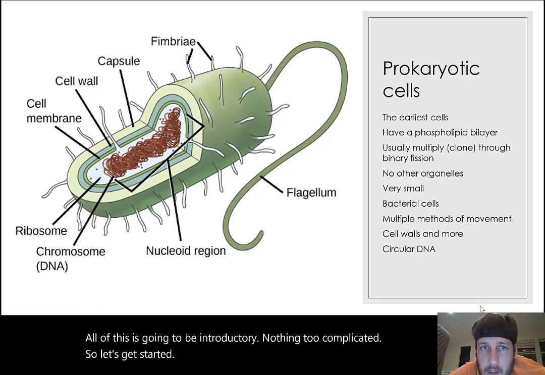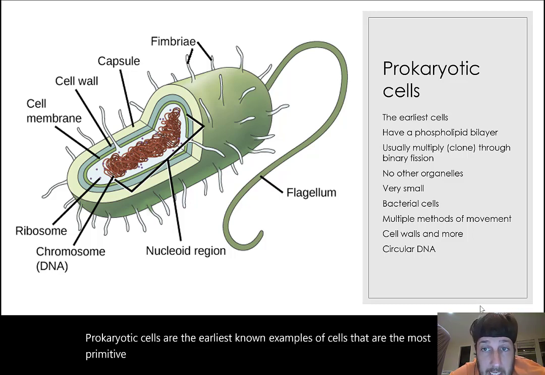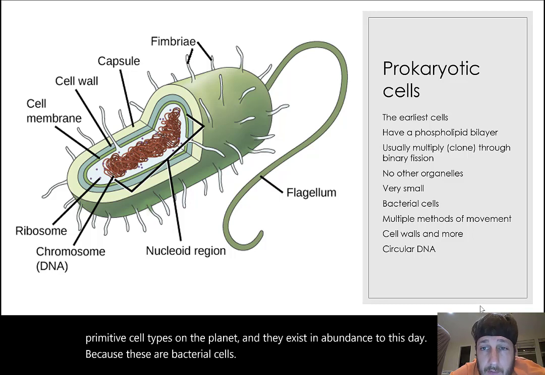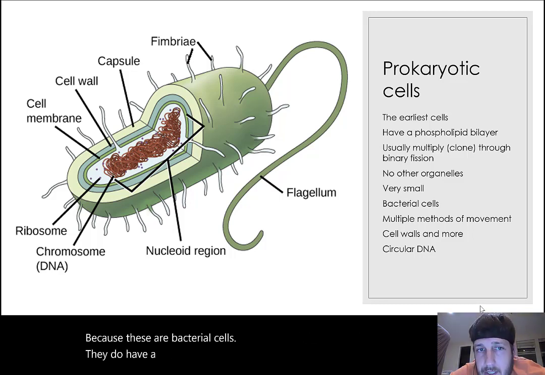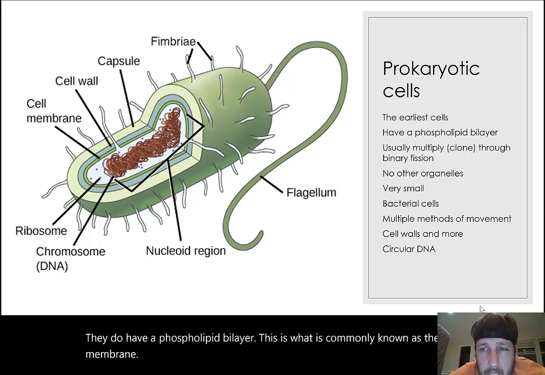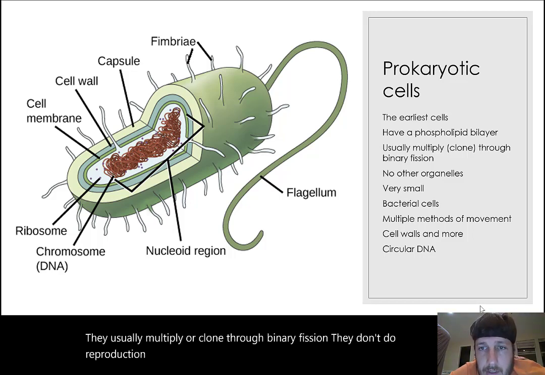Prokaryotic cells are the earliest known examples of cells. They're the most primitive cell types on the planet, and they exist in abundance to this day because these are bacterial cells. Now, they do have a phospholipid bilayer. This is what is commonly known as the cell membrane. They usually multiply or clone through binary fission. They don't do reproduction like advanced animals and other organisms do.